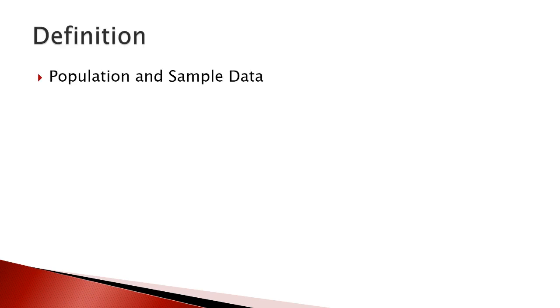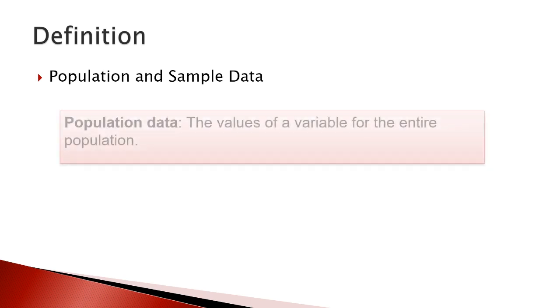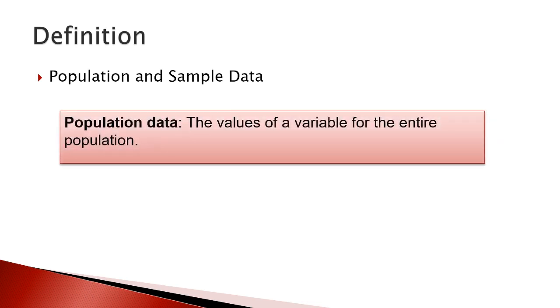Okay, and now let's move on to some definitions. Population and sample data. Population data are the values of a variable for the entire population. Let's say the students who are in grade 6 for an entire school. That's what we call a population, the values of a variable for the entire population.